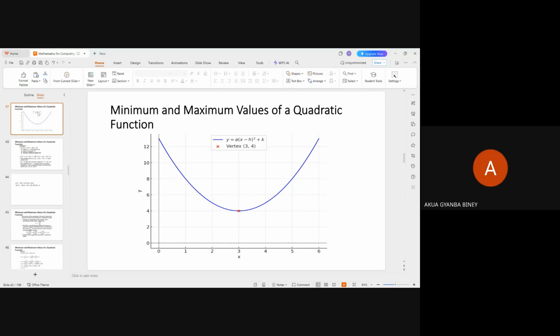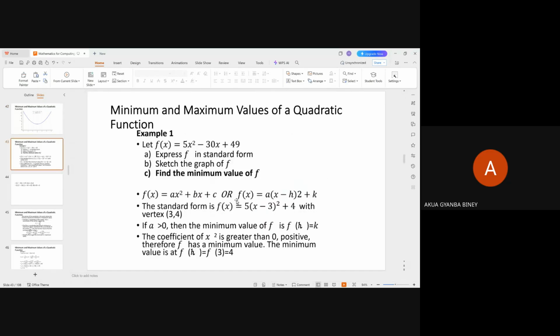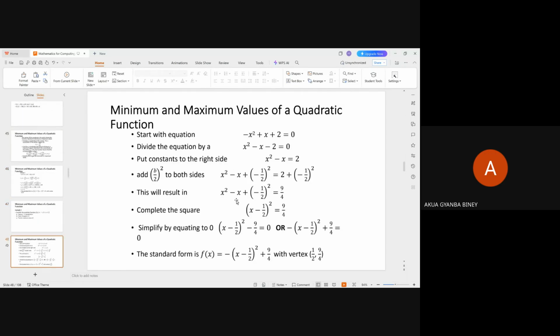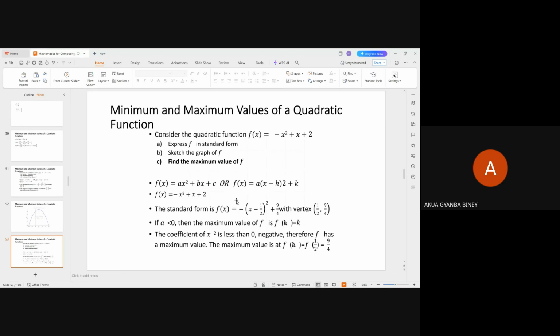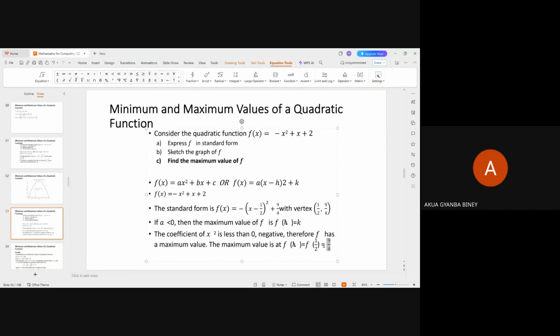That is why it didn't say draw. It said sketch. This one I see as a proper drawing. It said sketch. And all that you need is the vertex, 1/2, 9/4. And to know whether it is opening upwards or downward, the function itself will tell you. So that is it for that. And the maximum value, like he rightly said, is 9/4. Like I told you, it is k. Don't worry yourself calculating. It is k, 9/4. You are done.